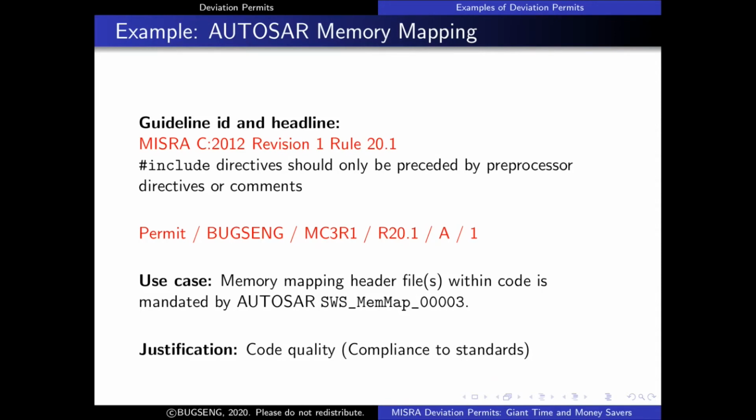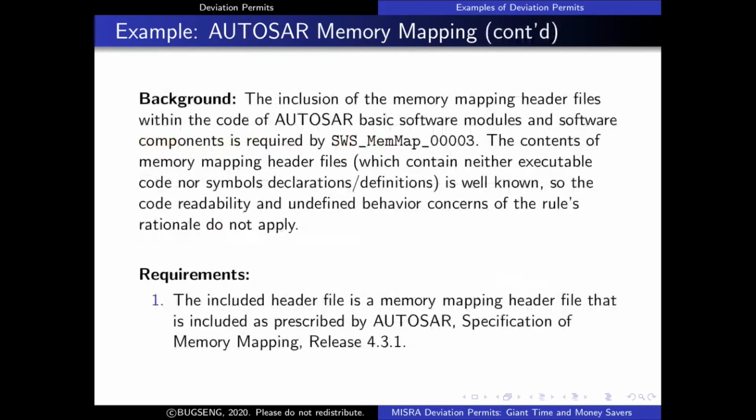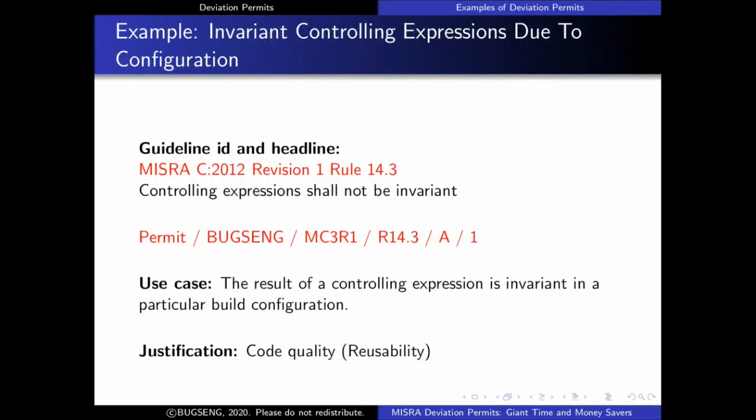So this permit has been developed by BUGSENG. It's not been developed by AUTOSAR, even though there is nothing preventing AUTOSAR from developing their own permits, and you should negotiate this permit with whoever is going to approve your code and the MISRA compliance statement that you will provide to your acquirer. Okay, here we have another example.